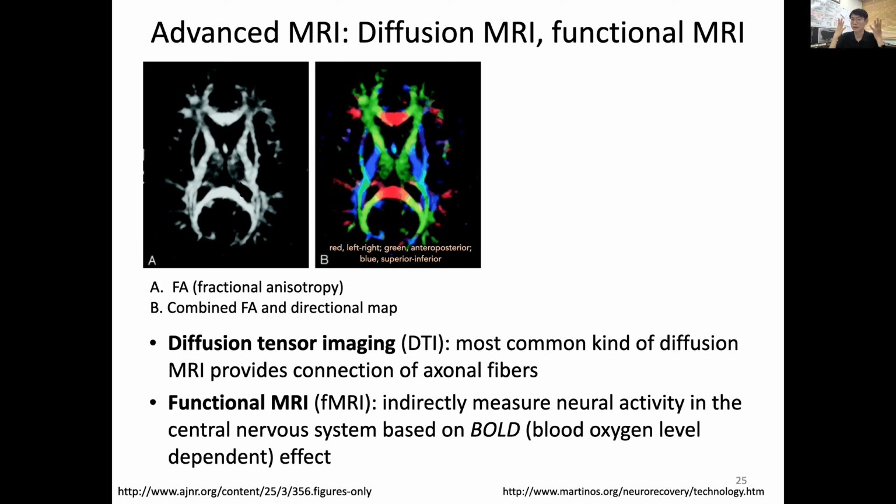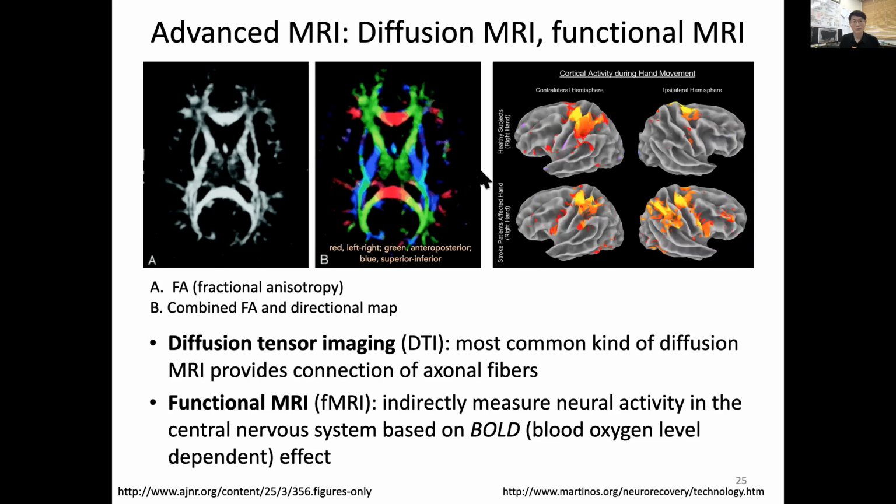So that provides an anisotropy. And if you analyze that, it actually provides the direction of the axonal fiber. So that provides exquisite shapes. And you can also color code: left and right with a red color, anterior and posterior, front and back, as green, and up and down, superior and inferior, you can mark as blue. So you can have this colorful map of fractional anisotropy, and this provides the connection system in the network of the brain.